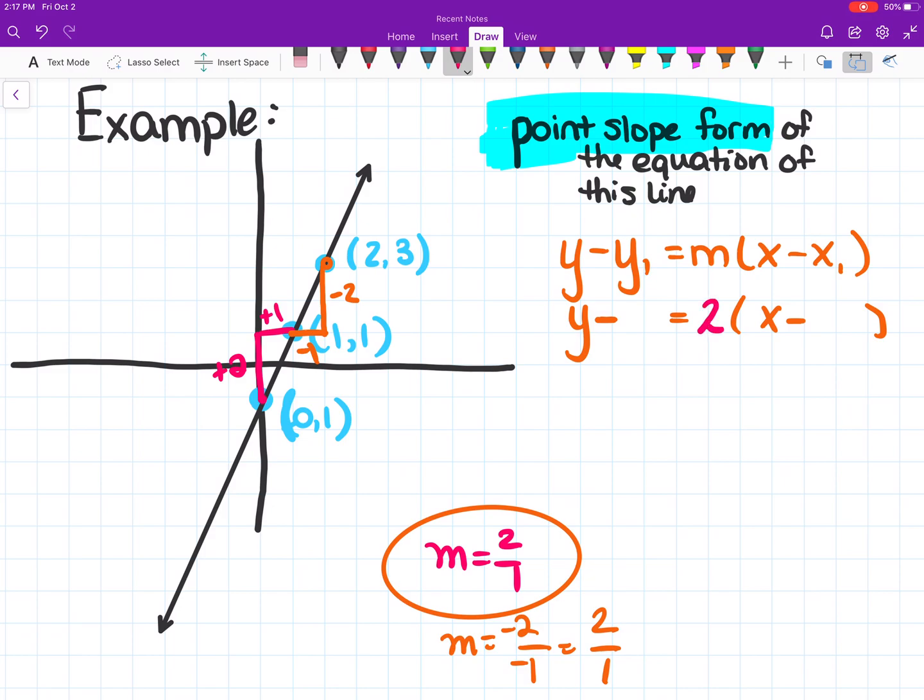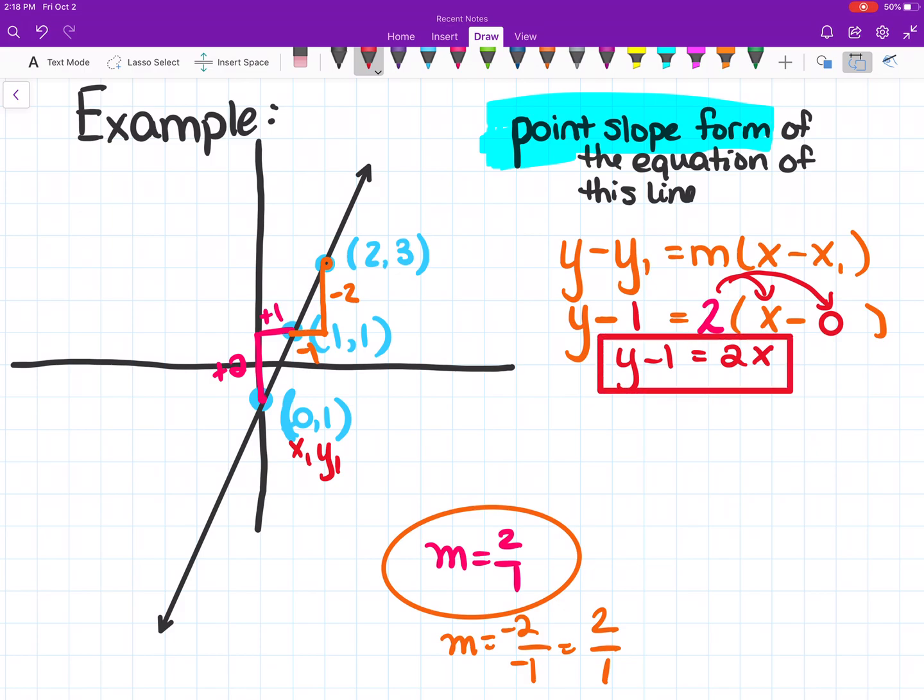Now we need to pick an x1, y1. Well, how do I know which one to use? It doesn't matter. They're all going to be the same. So let's say I decide I want this to be my x1, y1. Don't try to pick a piece from each. Well, then x1 is 0, y1 is 1. Let's simplify it. So it would be y minus 1 equals 2x. How do I get 2x? Well, 2 times x is 2x, and 2 times 0 is 0. That's my first one. That one's correct.